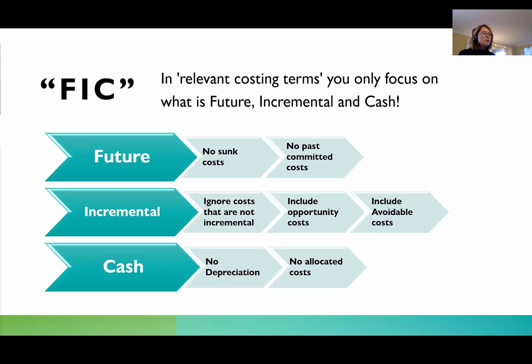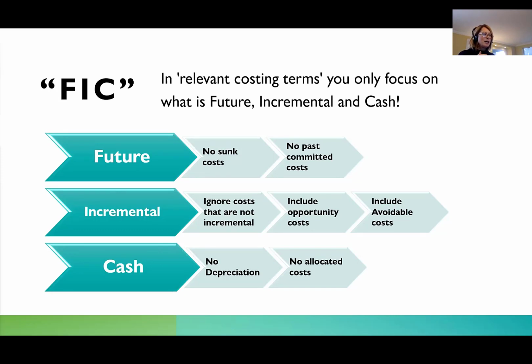We also include avoidable costs. So for instance, say you've got an asset out there that you would have to dispose of if you weren't going to use it on this project. Well, those costs of disposal will be avoided if you use it on the project. So therefore, that is an incremental benefit.